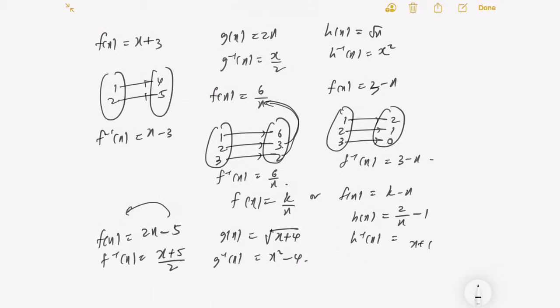In fact, this is 2 over. Remember I said for this type of function, the function and inverse must be the same. So 2 over x, so just invert it, you get this. Yeah, another one, maybe I put kx.